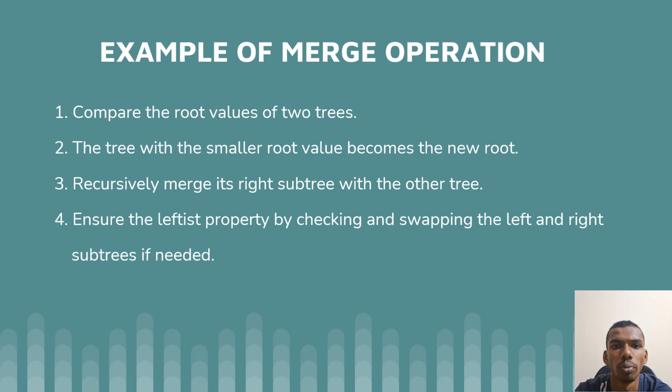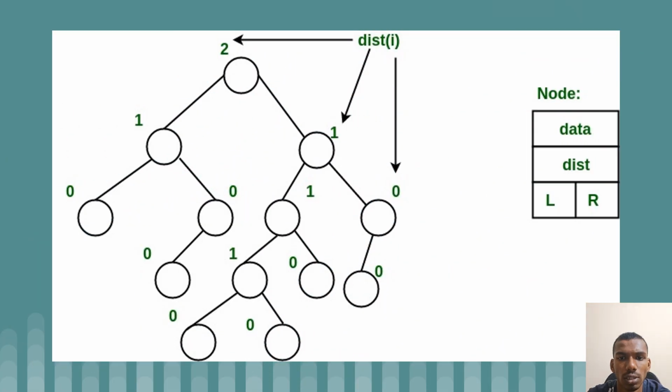Example of merge operation. It compares the root values of two trees. The tree with the smaller root value becomes the new root that recursively merges its right subtree with the other tree, ensures the leftist property by checking and swapping the left and right subtrees if needed. Here is a pictorial representation of the leftist trees.